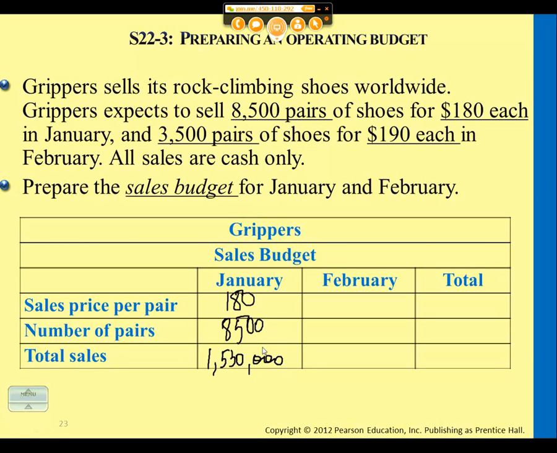Everyone got that? What about the second one? February. I have 190 here, 3,500 pairs of shoes, and the total sales? 665. So what do I do with these numbers now?